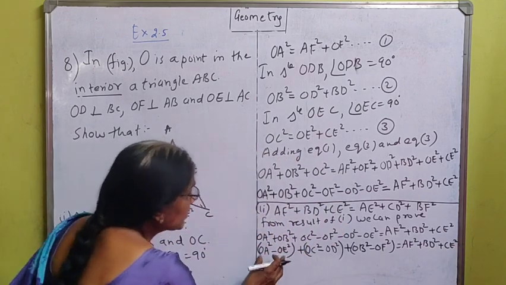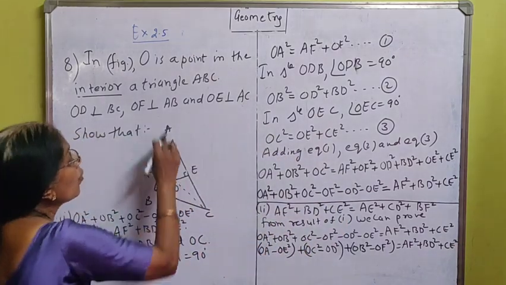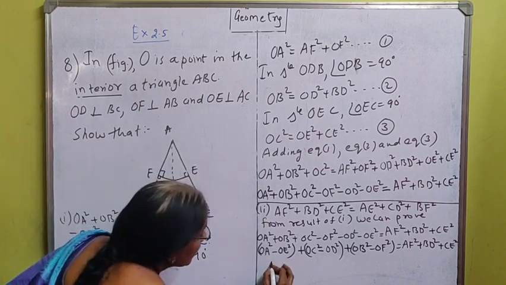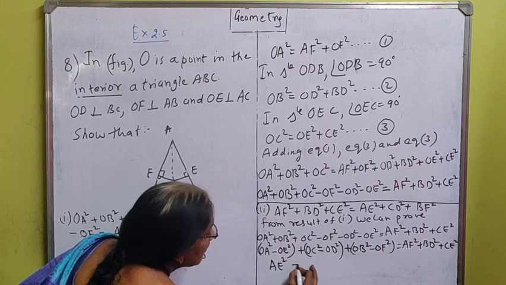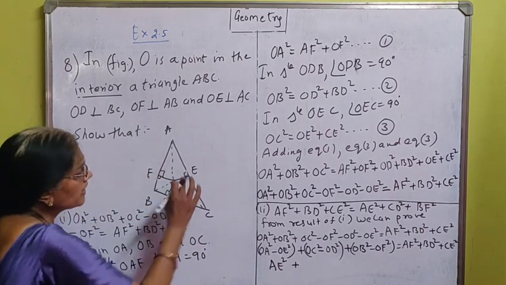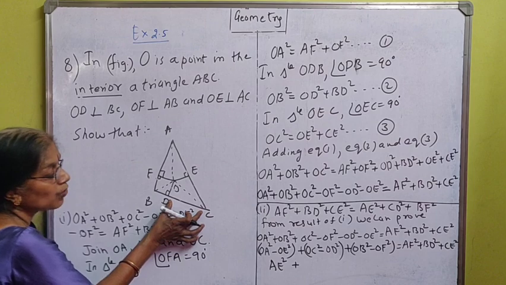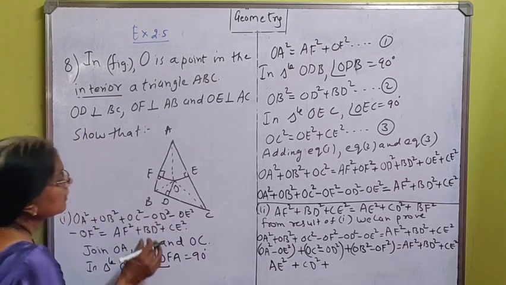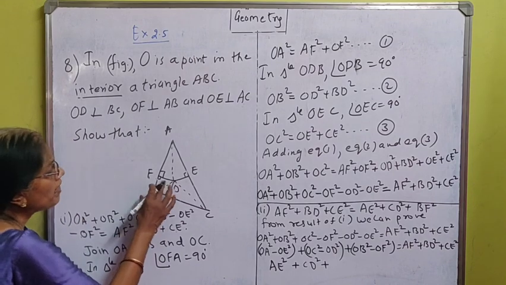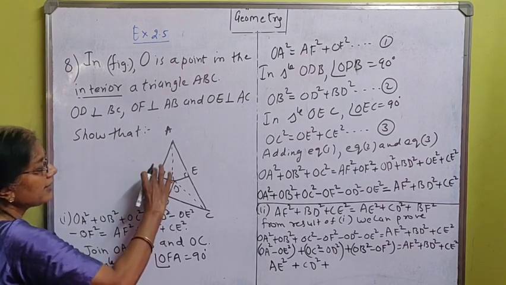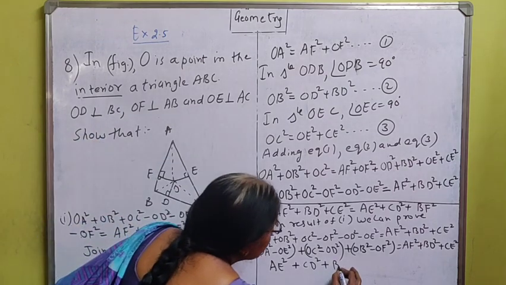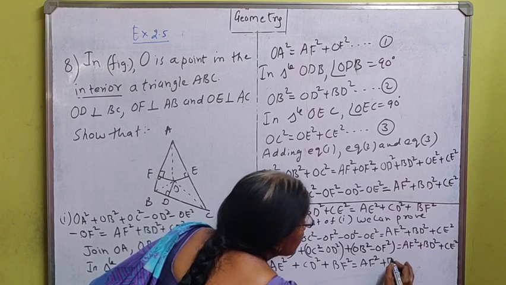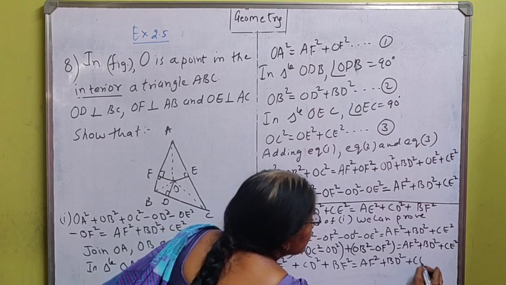So now OA square minus OE square, we get AE square. So I can take this as AE square. Plus OC square minus OD square, I will get CD square, so I will write this as plus CD square. Then the next one is OB square minus OF square, I will get as BF square. So plus BF square is equal to AF square plus BD square plus CE square.